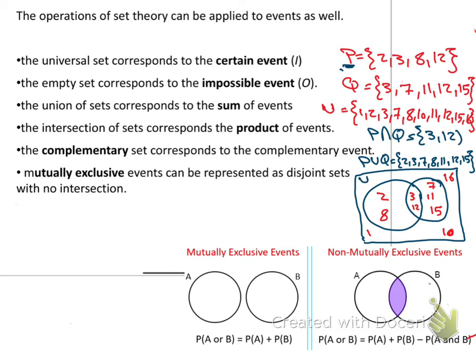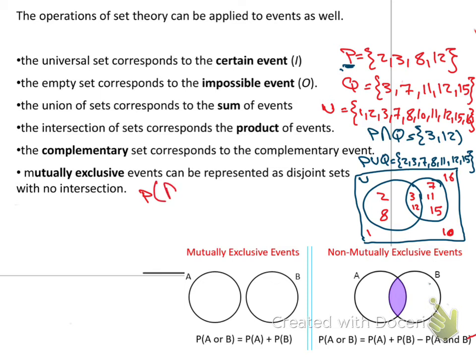Okay, and P united Q is 2, 3, 7, 8, 11, 12, 15, which is the combination of P and Q. It is bigger than any of them, bigger than P and bigger than Q. So if I ask what is the chance of picking a number from P, it's called probability of P.